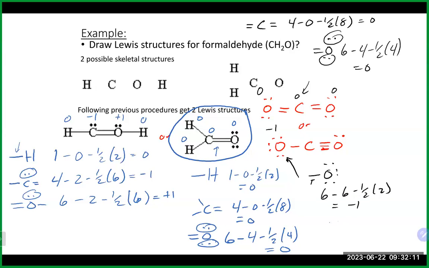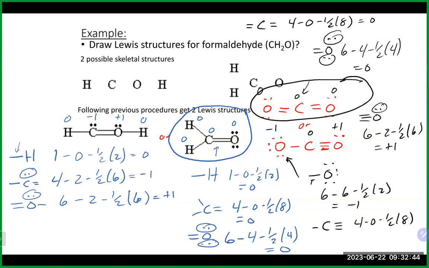The carbon in the middle has a triple bond and a single bond happening, 4 minus 0 minus 1/2 of 8. So that's going to be a 0. And now our triple bonded oxygen, which you don't really see too much, that's going to be 6 minus 2 minus 1/2 of 6 for the triple bond. 6 minus 2 is 4, minus 1/2 of 6 is 3. So that's going to give us a +1. So out of the two, the double bonded on both sides clears up 0 formal charges for everybody.